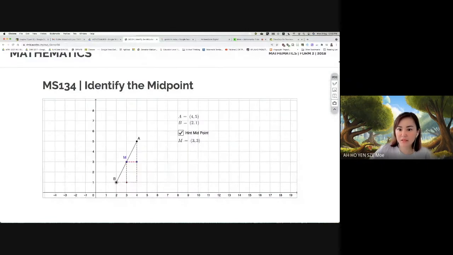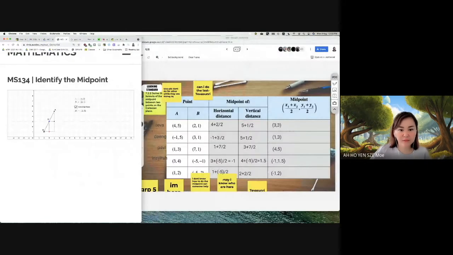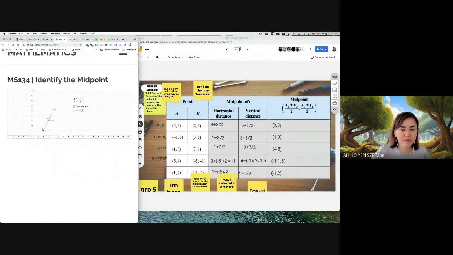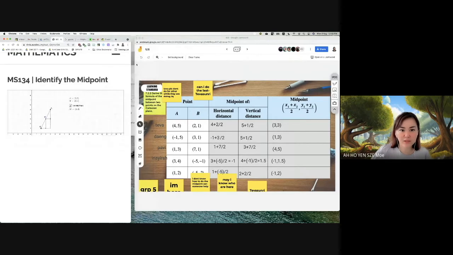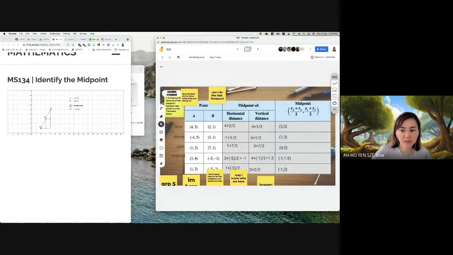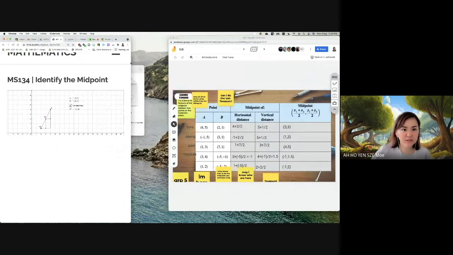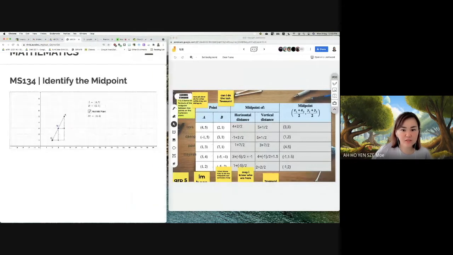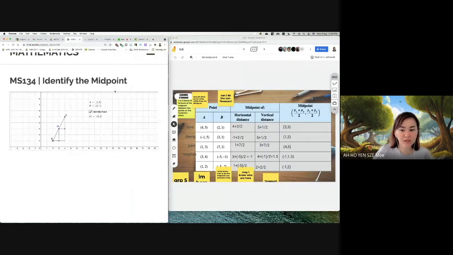Okay, time's up. Everybody back to here. If you are using a handphone, make sure you can see my screen because I want to show you all the GeoGebra applications. You can double check your answer here. You have to refer from this. Okay, A is (4, 5) and (2, 1). So the midpoint is (3, 3).